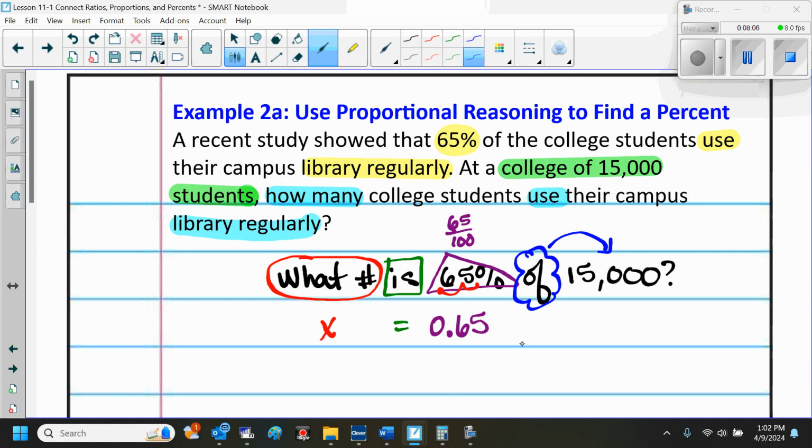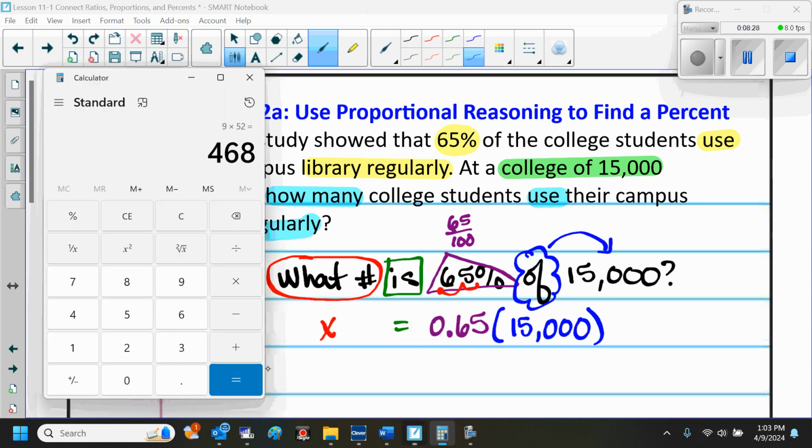15,000. Now, you guys know how I feel about putting too many dots on my paper, right? And we don't use x for multiplication, right? Because we have a variable x here. So we're going to use parentheses. So times 15,000. And then all we got to do is simplify. So 0.65, 65 hundredths, times 15,000 gives you what?